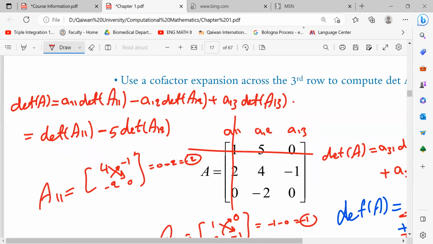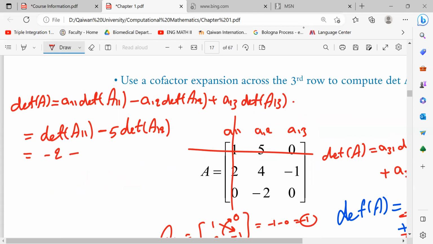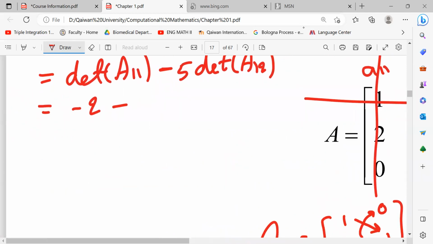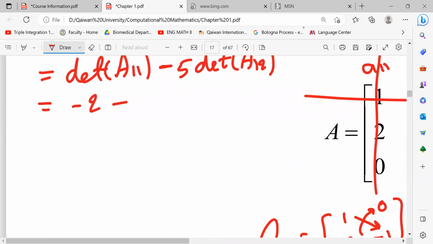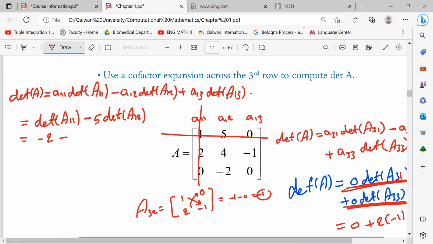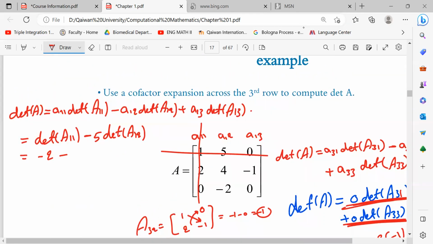Now we say A11 is -2, so its determinant is -2. Then minus. Yeah, and we have a negative sign for the row. Okay, so that's how you get negative. Now we have minus 5 times the determinant of A12.